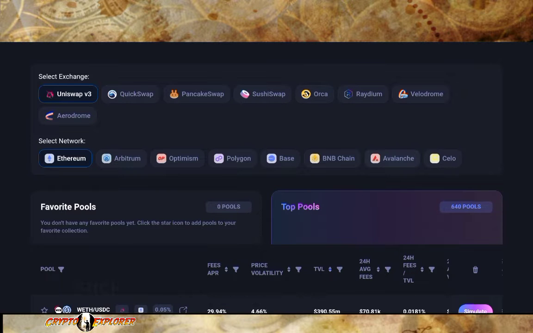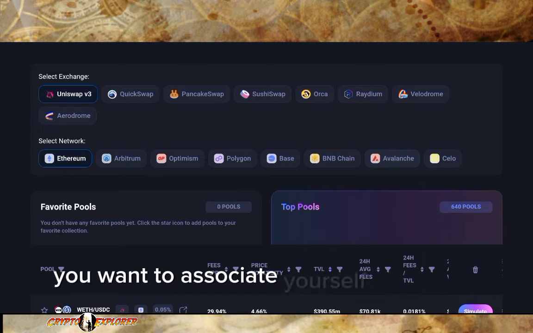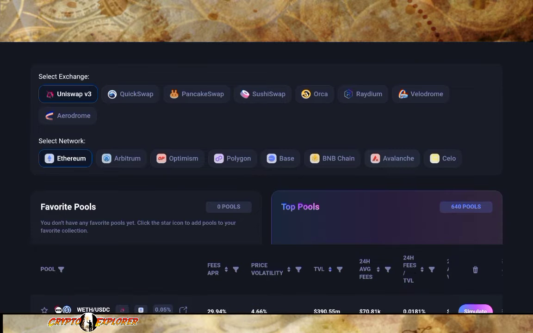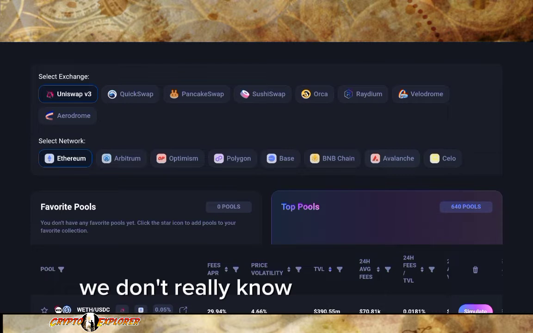So remember that, stick with reputable entities because after all, you want to associate yourself with those types of protocols and not some other new ones that we don't really know anything about.